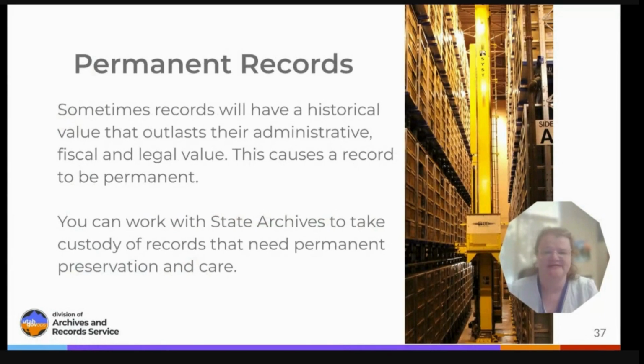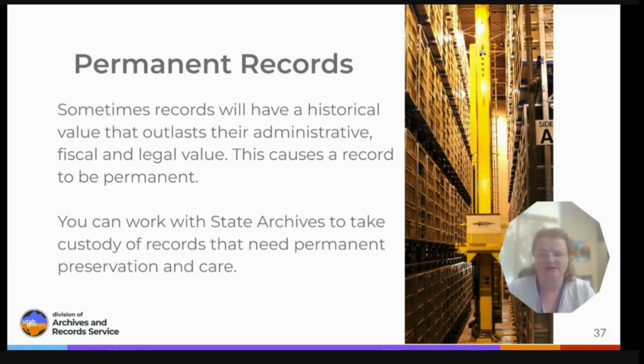If your record has been appraised as having historic value or has a permanent retention, the disposition of your records is transferred to an archive, meaning it doesn't get destroyed after it has satisfied all of its business uses. You will need to make decisions about how you want to archive and provide perpetual care for that record. The state archives can work with government agencies to take on custody of records that have historic value and take responsibility for their permanent preservation and access.